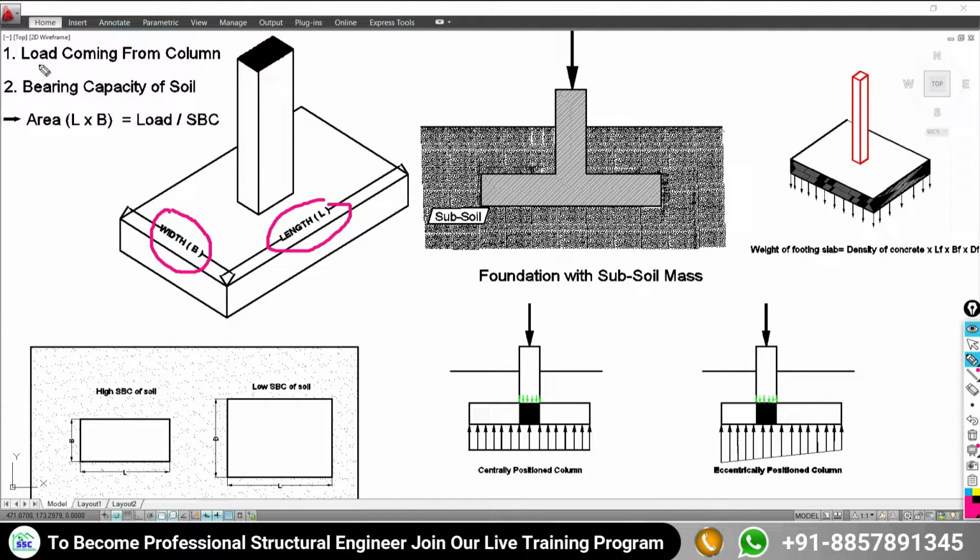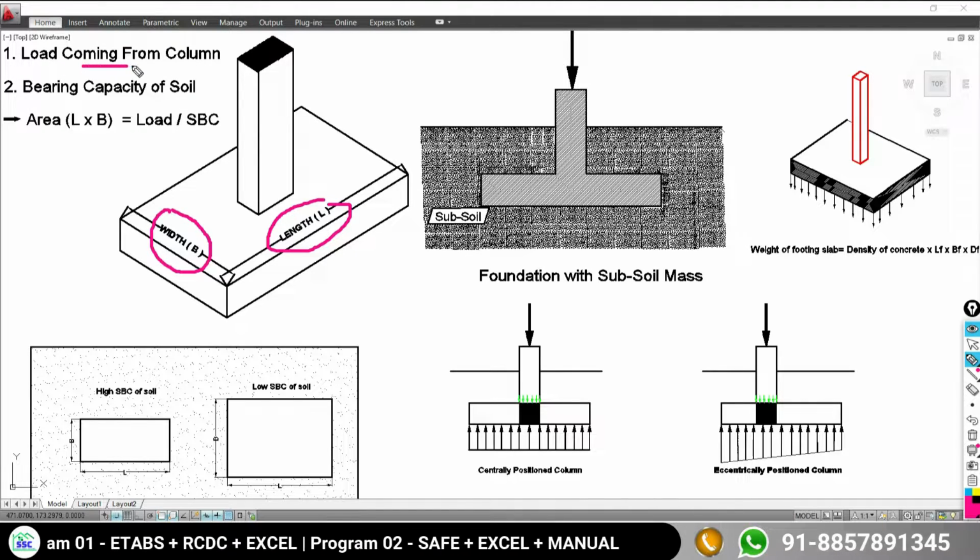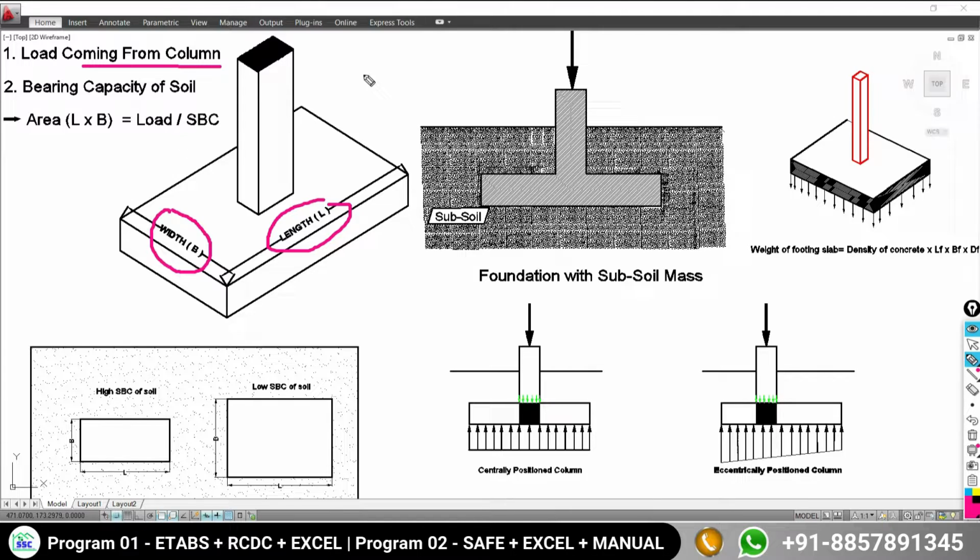The first one is what? How much load needs to be transferred to the subsoil coming from the column. Whatever load is coming from the column, that we need to transfer to the subsoil. So you need to know how much load is coming from the column. The second important factor you need to know is how much the bearing capacity of the soil on the proposed land is. If you take the ratio of this load divided by the SBC of the soil, it will tell you how much area of the footing is required.